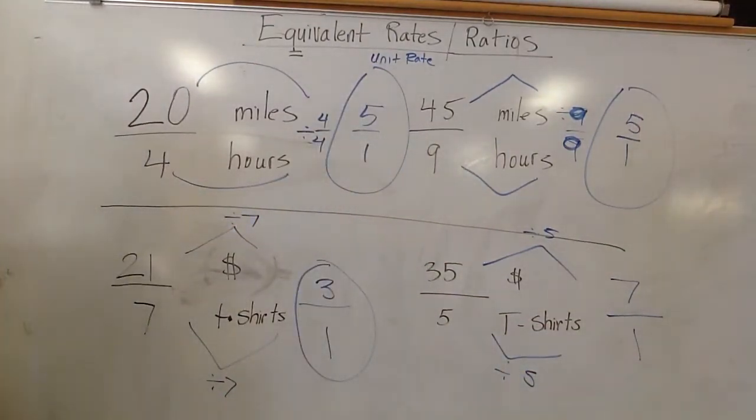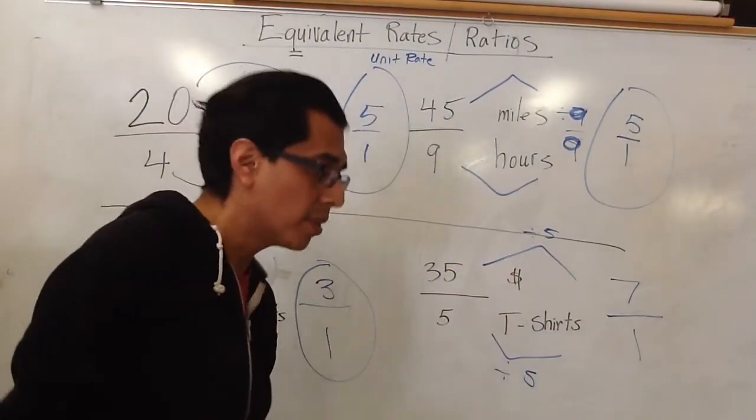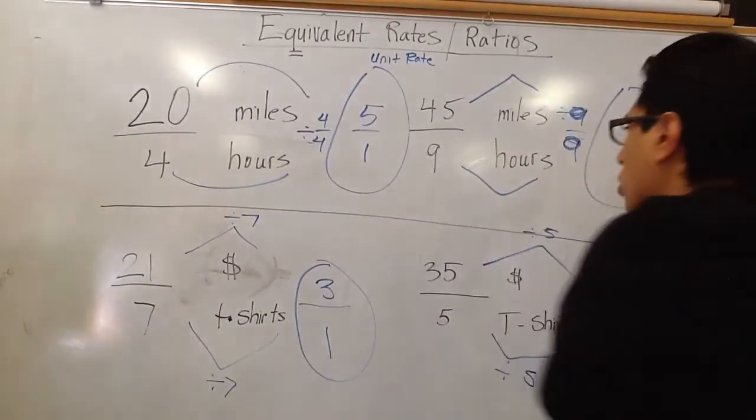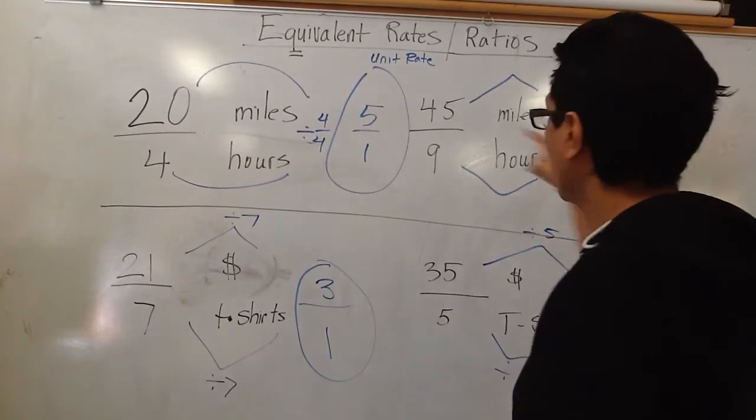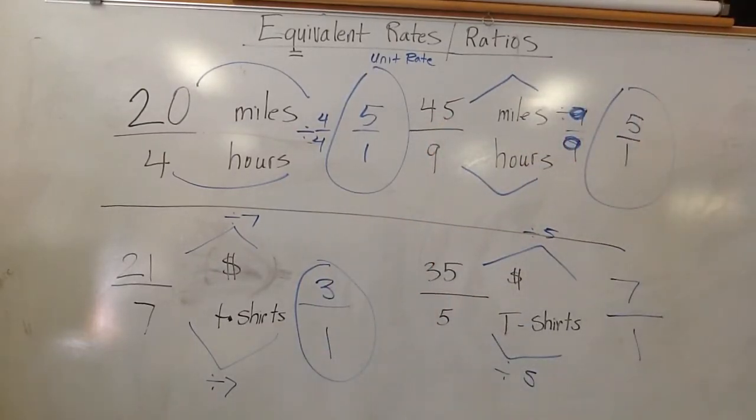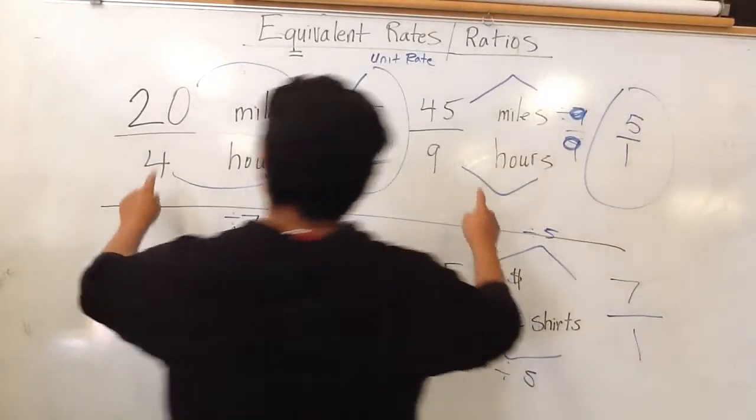So are those equivalent? No. That's much, much more expensive. And so what we're using here is unit rate. We're taking it down to 1 in the denominator place so we can actually compare it. Because you really can't compare them as they are.